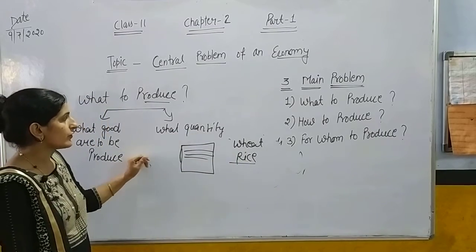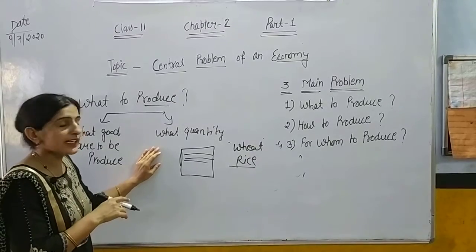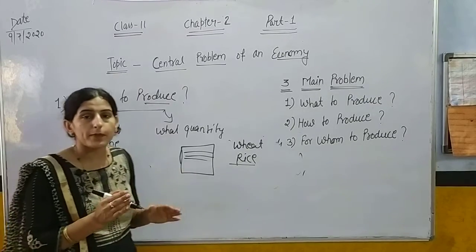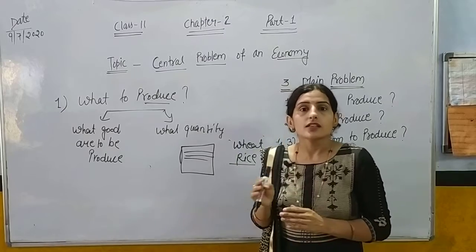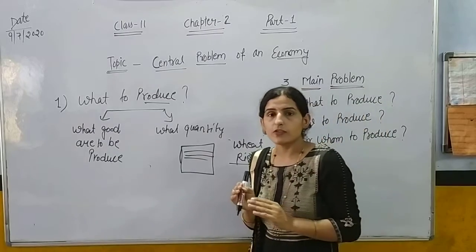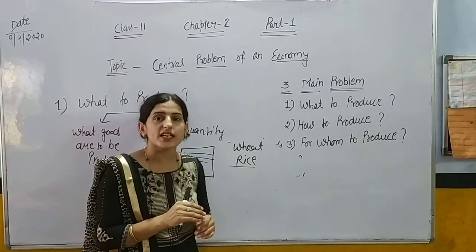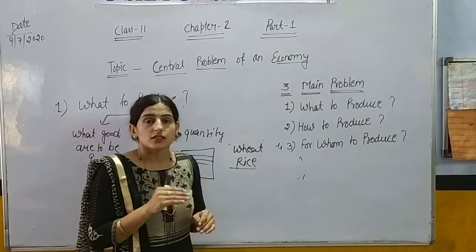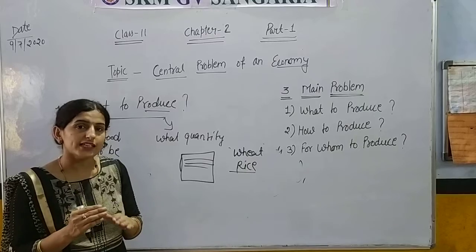Next, what quantity? What quantity means how much, in what quantity goods will be produced. That more capital goods will be produced or more consumer goods will be produced. If we are producing more capital goods, or we can say producer goods, then the consumer will suffer at present time from self-consumption goods. Means consumer goods are what we use for self-consumption at present time. So if producer goods are produced in more quantity compared to consumer goods, then there will be growth in the economy, but the consumer will suffer at that present time.